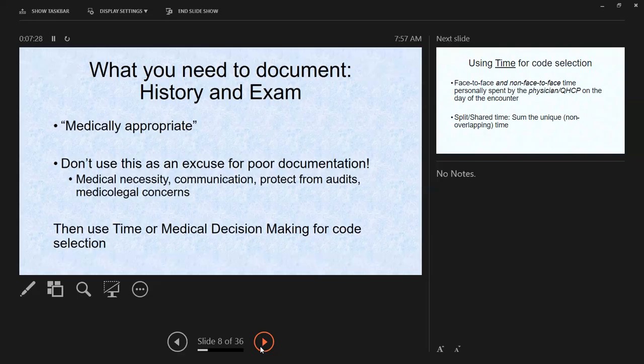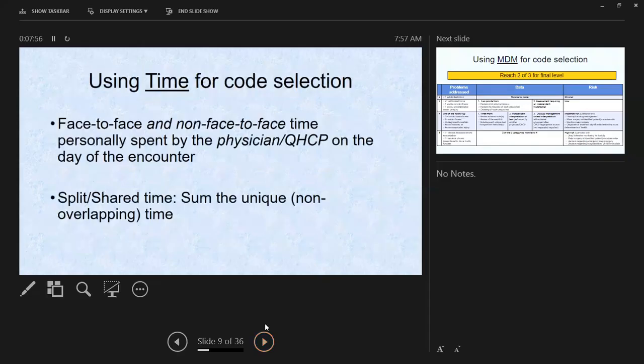So what do you need to document? Again, history and examination must be medically appropriate, but don't use this as an excuse for poor documentation. History needs to describe the medical necessity for the visit. Communication between providers, medical legal reasons, and protection from audits are all important reasons to write down a very adequate and appropriate history. Once you do a history and examination, the level choice is based upon time or medical decision-making.